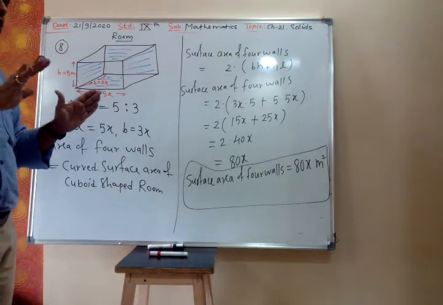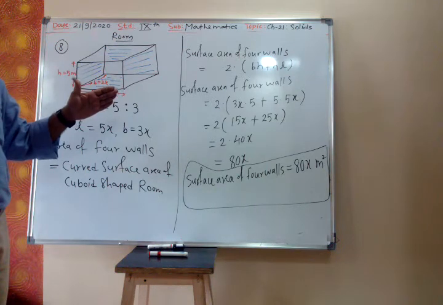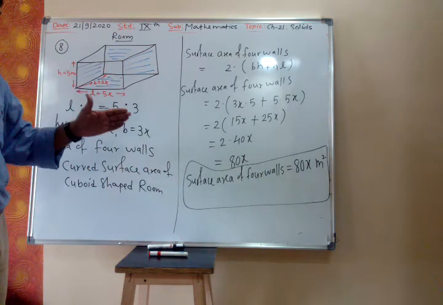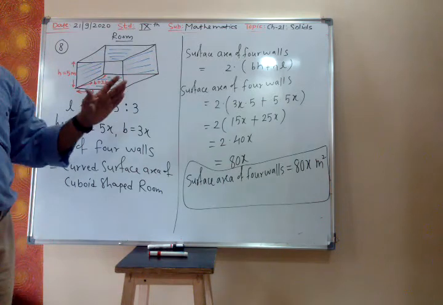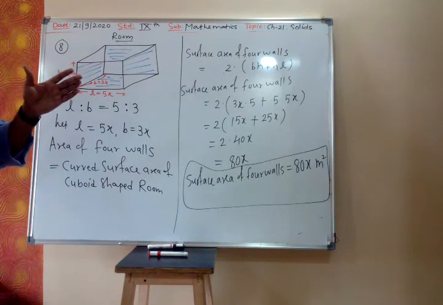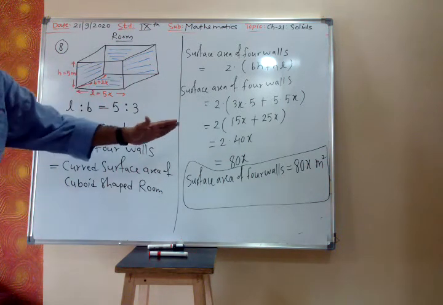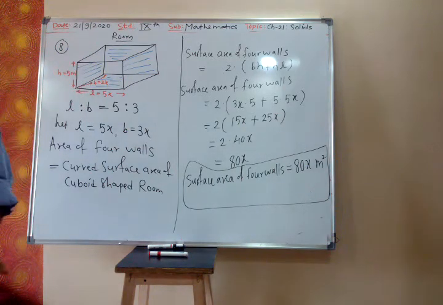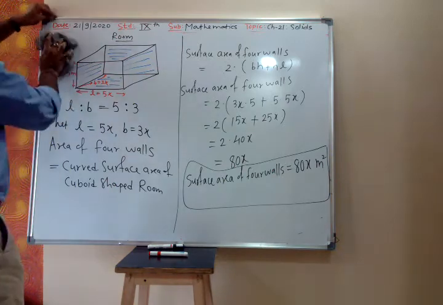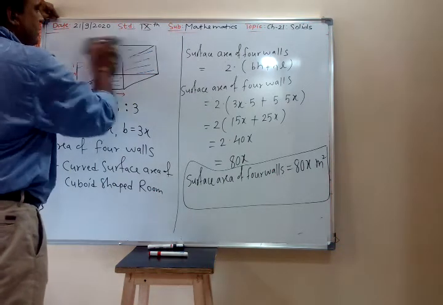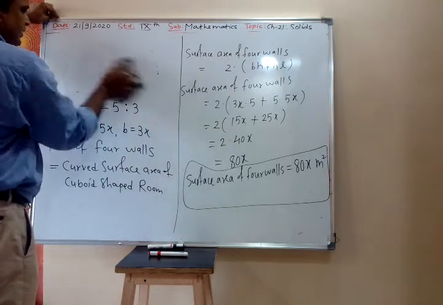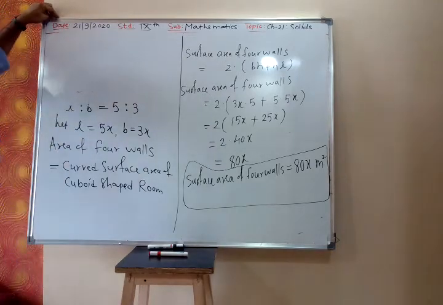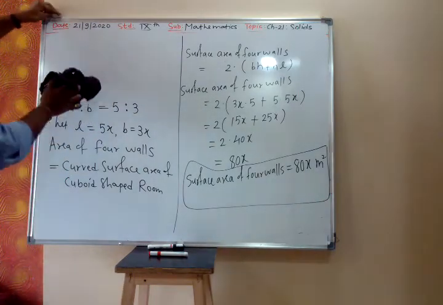How much area we have to do the papering work? That is 4 walls. Area of 4 walls. How much is that? 80x meter square. Now we want to do the papering work of 80x meter square area. Now the cost of per square meter of the papering is given. What is the cost of per square meter of the papering? 75 paise, no?